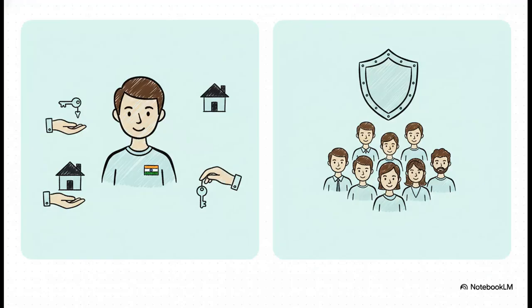Now, what's really interesting is how it was protected. It wasn't just one article, it was 2. You had Article 19(1)(f), which was just for citizens, giving them the freedom to buy, own, and sell property. And then you had Article 31, which was a much broader shield for everybody, citizens and non-citizens alike. It basically said the state can't just take your property unless it follows the law, has a real public purpose, and gives you proper compensation.